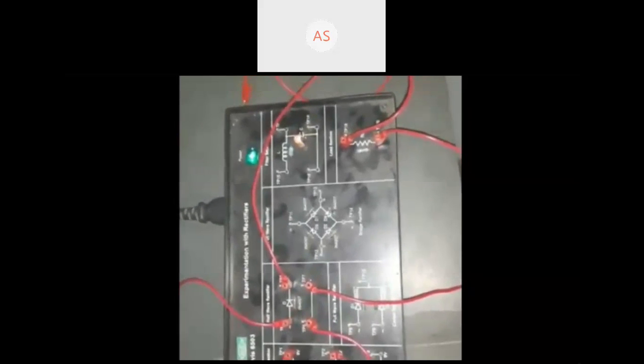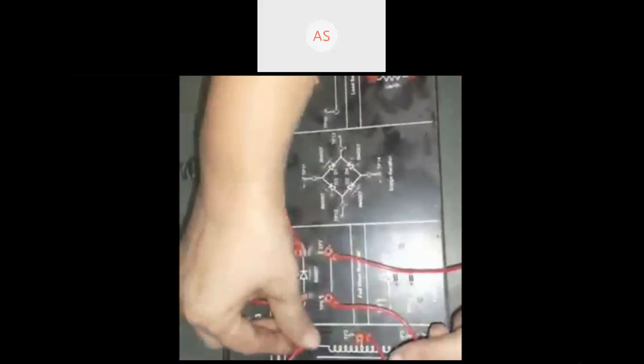Good morning, students. Today we will perform half wave rectifier and full wave rectifier. Rectifier is used to convert AC into DC. There are different types of rectifier. First we will discuss half wave rectifier. Next we discuss bridge rectifier. For half wave rectifier, this is the connection.